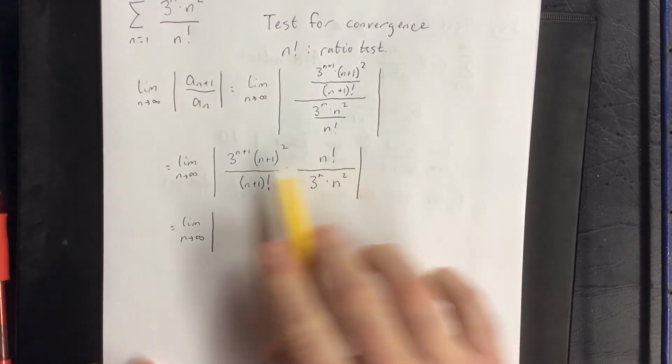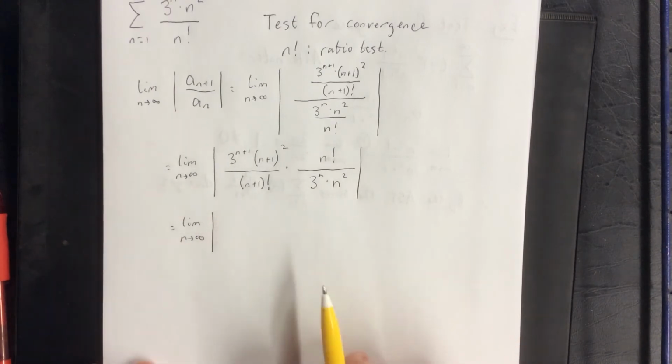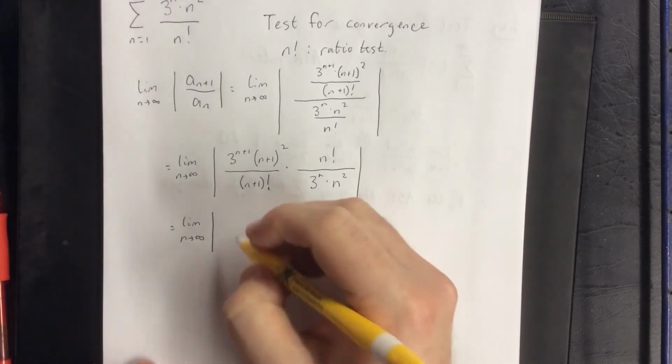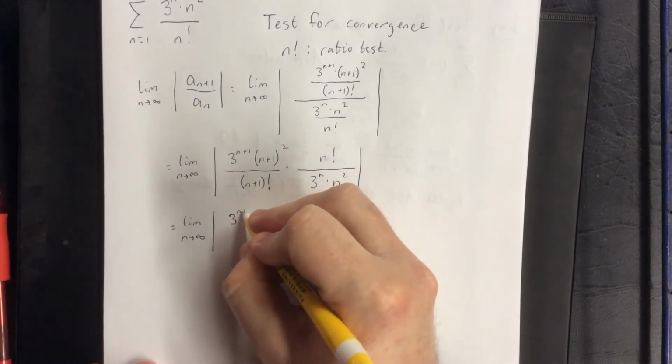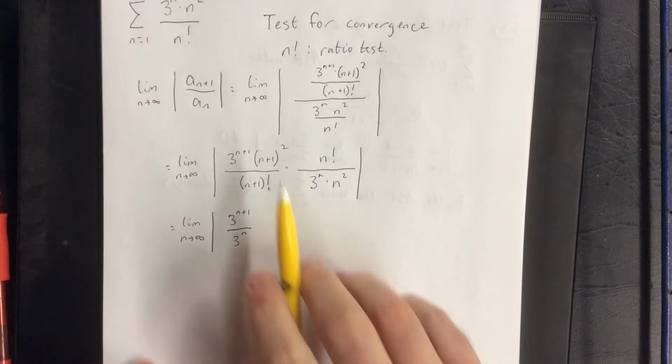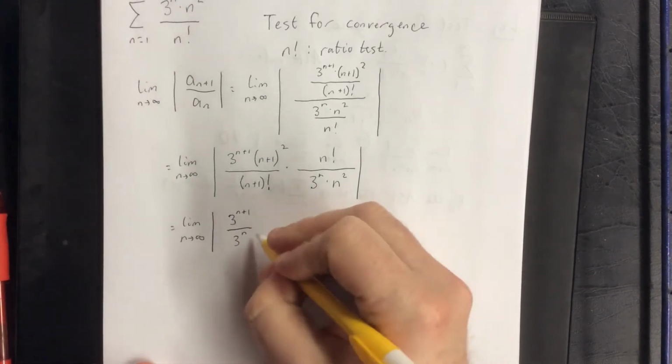What I'm going to do is group together in the fractions things that look like they go together. For example, the exponential with a base of 3, those two things should go together. So 3 to the n plus 1 over 3 to the n. The square should go with the square.